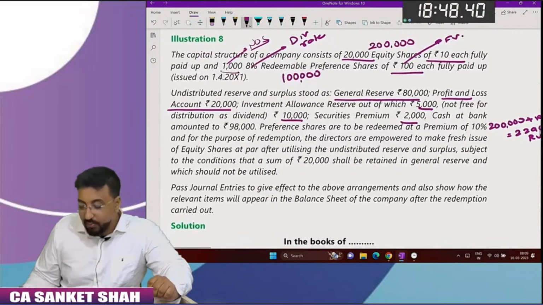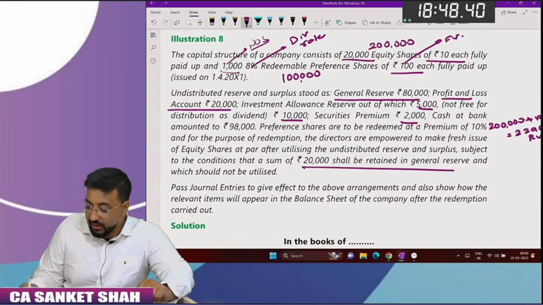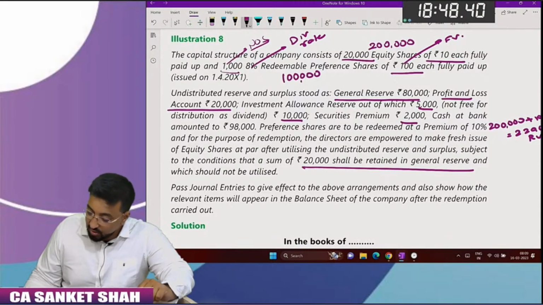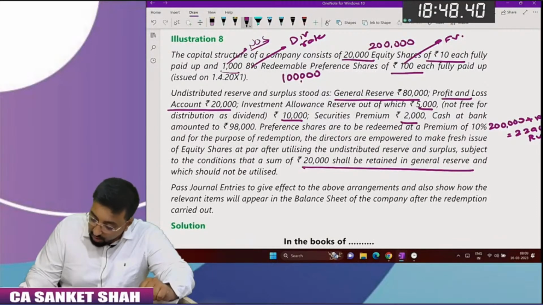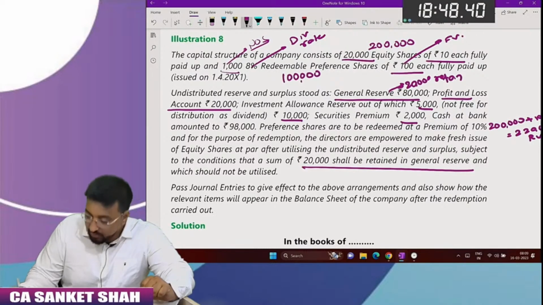And for the purpose of the redemption, the directors are empowered to make a fresh issue of equity shares at par after utilizing the undistributed reserves and surplus, subject to the condition that 20,000 should be retained in the general reserve and should not be utilized. So how much general reserve is allowed? General reserve only 60,000 is allowed. Okay, 20,000 retain. You can write over here 20,000 retain, 60,000 available.